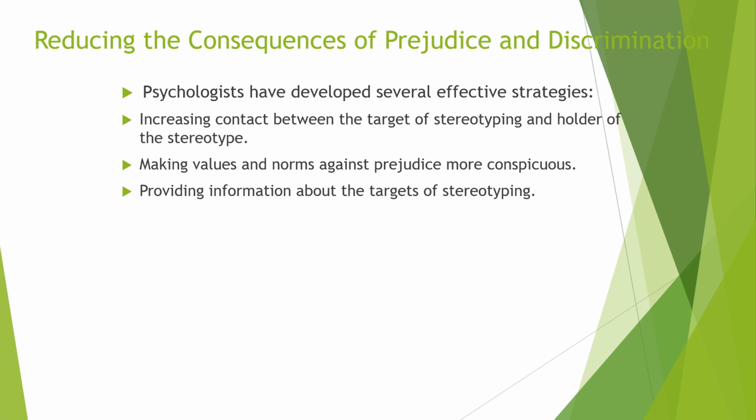Provide information about the targets of stereotyping. You have stereotypical thoughts about this group, so provide information about that group to show that your thoughts or beliefs are incorrect. Reduce that stereotype threat. A lot of times we have these stereotypical thoughts, prejudice, and discrimination because we see them as a threat, because they are not like us. Well, reduce that feeling of threat.